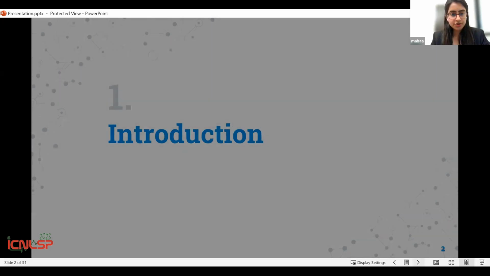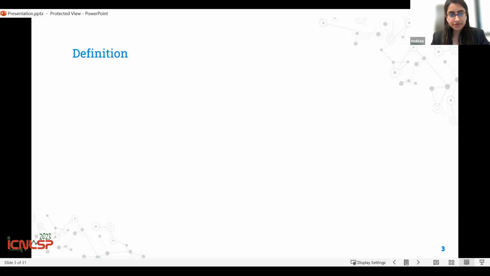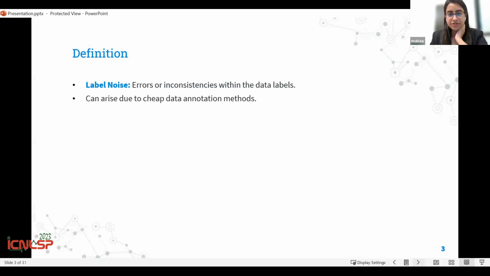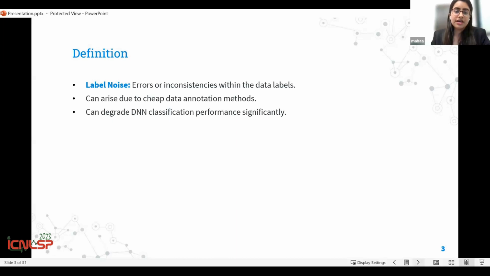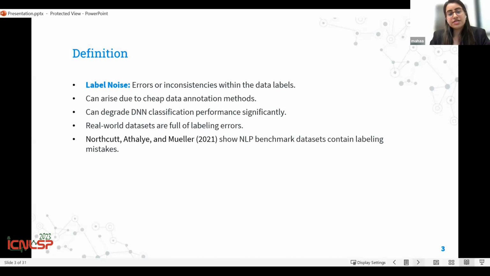So let me give you a quick introduction about what label noise exactly is. Label noise is errors or inconsistencies within the data labels, where the given data label does not correspond to the actual label. It can arise due to cheap data annotation methods, and it can significantly degrade DNN classification performance. We know by our work that real-world data sets are full of labeling errors. In fact, a study conducted at MIT showed that some famous NLP benchmark data sets contain labeling mistakes. And this danger is even more magnified in human critical tasks such as medical diagnosis.